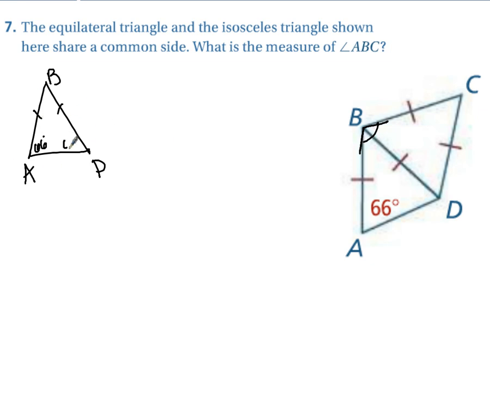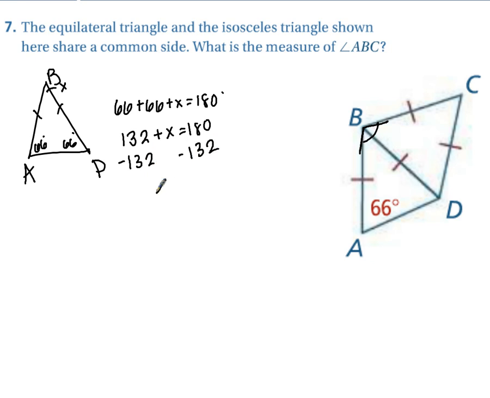So I know all three angles have to add up to 180 degrees. So 66 plus 66 plus x equals 180 degrees. 66 plus 66 is 132, plus x equals 180. Subtract 132, subtract 132. So x is equal to 48. Okay, that's my first piece. That's my x right here. I now need to know what y is.